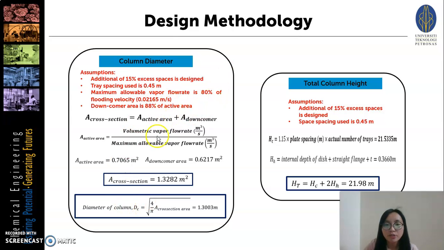With these assumptions, the cross-sectional area of the column is 1.3282 meters squared. With the cross-sectional area, the column diameter calculated is 1.3003 meter. Next, the column height is calculated with similar assumptions made to calculate the column diameter. The total column height is 21.98 meter.